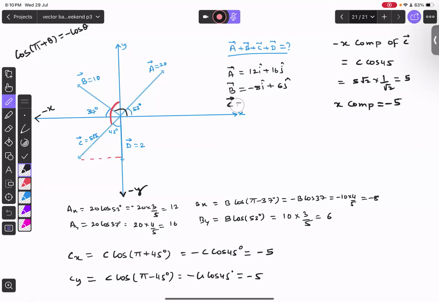You can hear the noise, no? So vector C is minus 5 i cap, minus 5 j cap. This was disturbing. What to do?